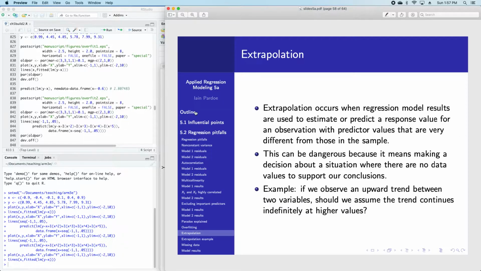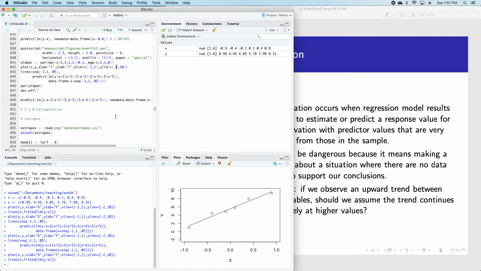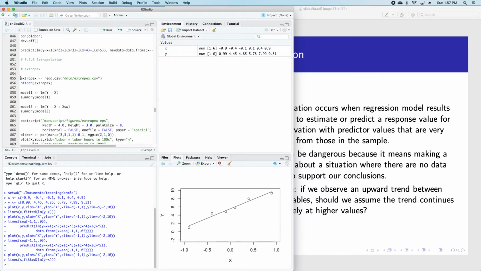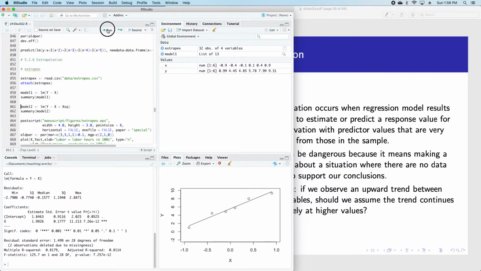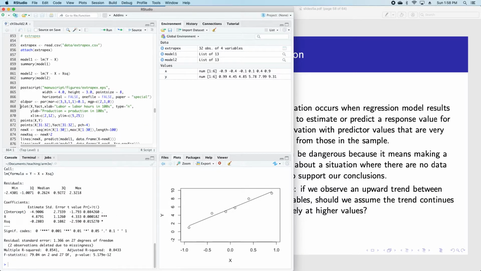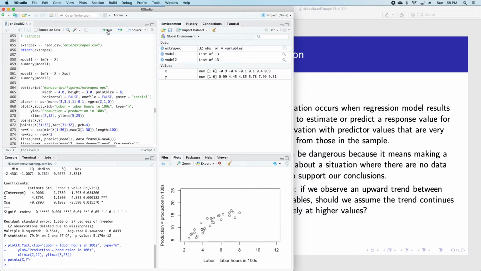So I'm going to illustrate this with some data. And I'm going to fit a couple of models, and then let's take a look at the data. Okay, and let me blow this up again.